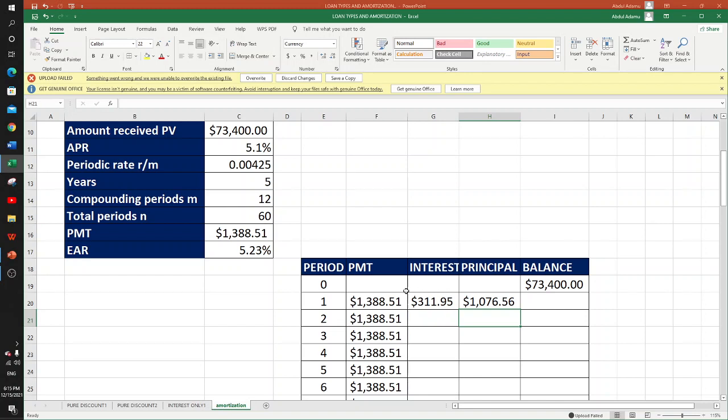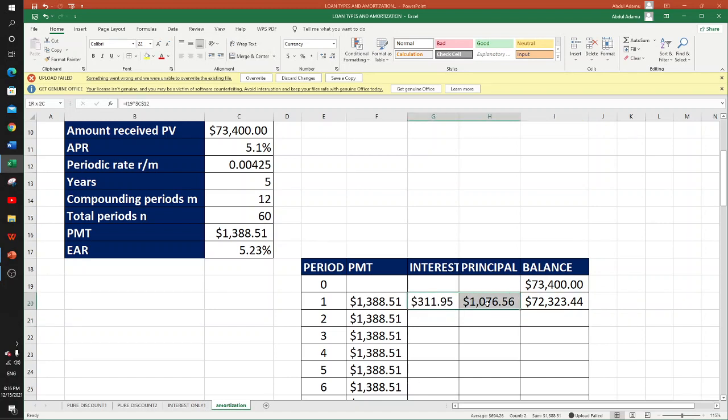Out of this $1,388.51, this part will pay its interest, and this will go towards repaying the principal. So if we pay this out of principal for the first month, what is the balance? It equals whatever we have here minus the part we have repaid. Enter. So we are going to send it down. This is what we are going to repeat throughout.